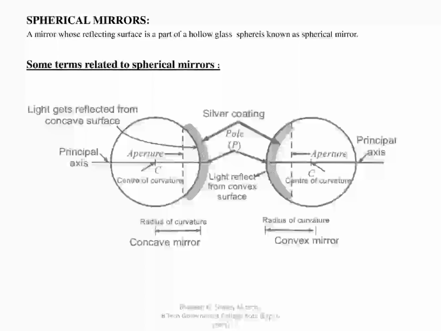Hello dear student, in this slide we will study the spherical mirror and the various terms related to the spherical mirror. So first we define a spherical mirror. A mirror whose reflecting surface is a part of a hollow glass sphere is known as a spherical mirror. Now there is a diagram in which the various terms related to a spherical mirror are shown. We will study the various terms one by one.